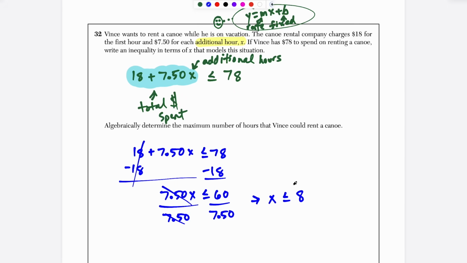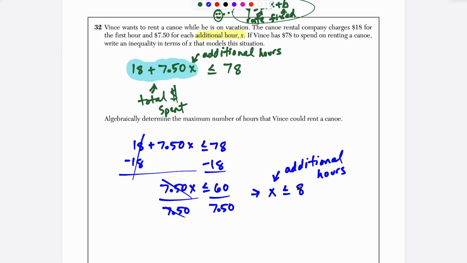Okay. So then from here, what's the maximum number of hours? It's tempting to say 8, but remember, this represents additional hours. So the additional hours is less than or equal to 8. So the maximum number of hours, we would have to account for that first hour, which was 1 hour that went by, and then he could get 8 additional hours. So the maximum number of hours here is going to be 9.